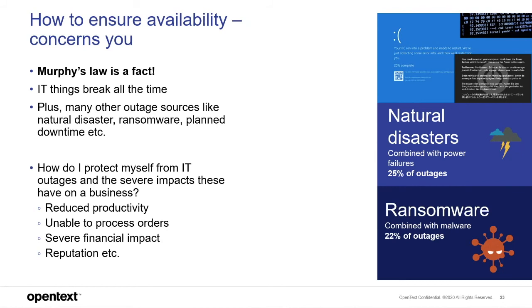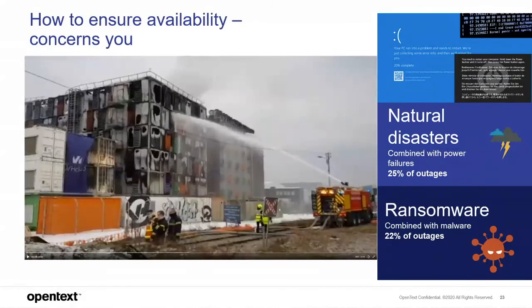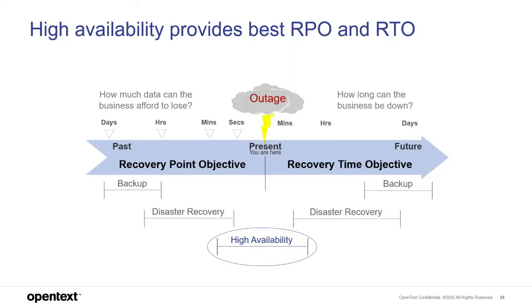How do I protect myself from IT outages and the severe impacts these have on a business? Reduced productivity, unable to process orders, severe financial impact, reputation, etc. Maybe you saw that a few weeks ago, a data center burning in France, I think it was, and you don't want to have that happen and at the same time not have a backup infrastructure in place or have any backup in place. And that's what we are going to talk about now.